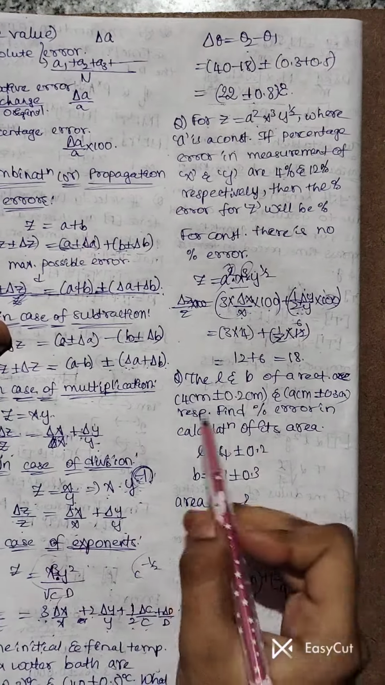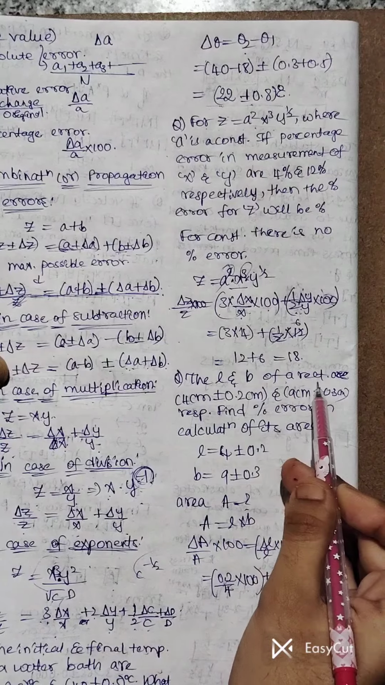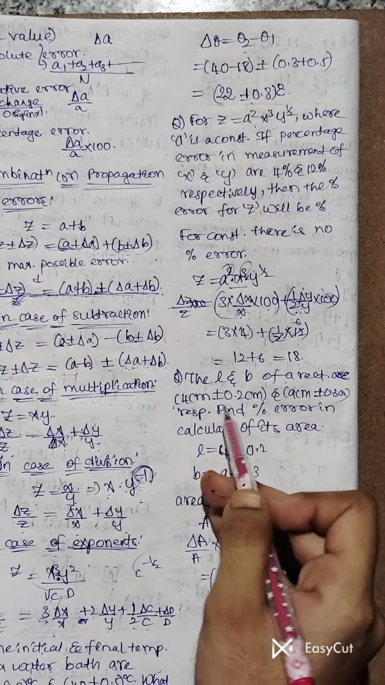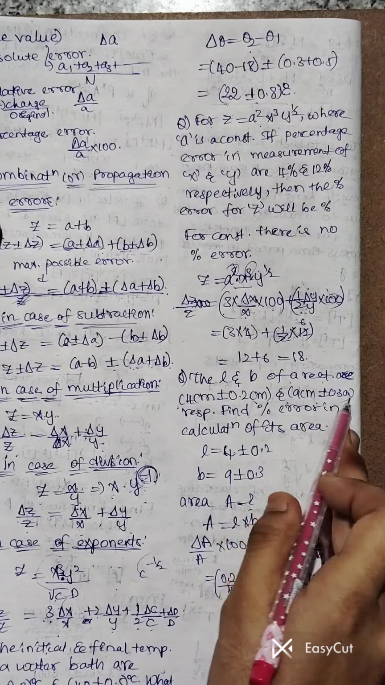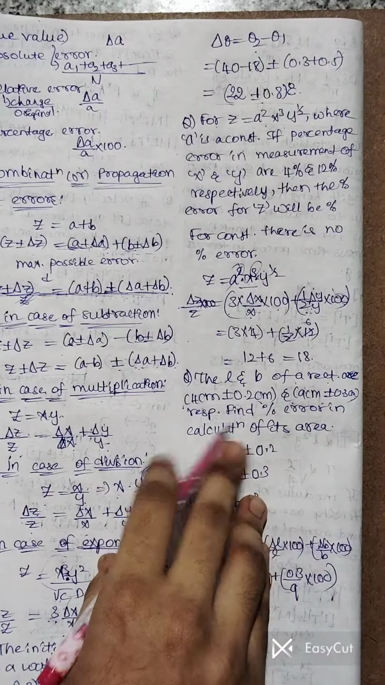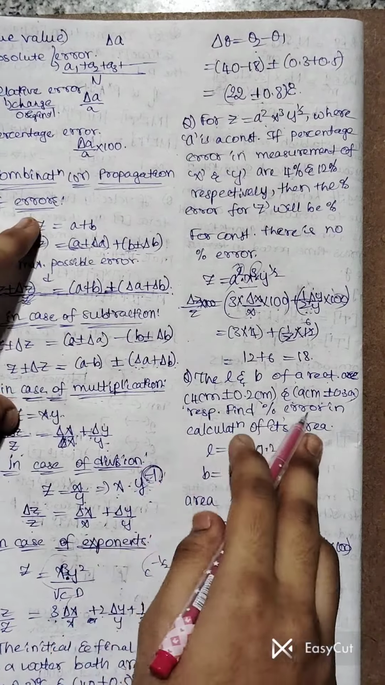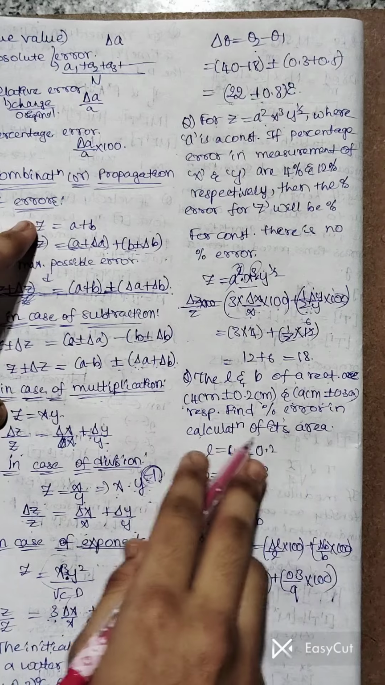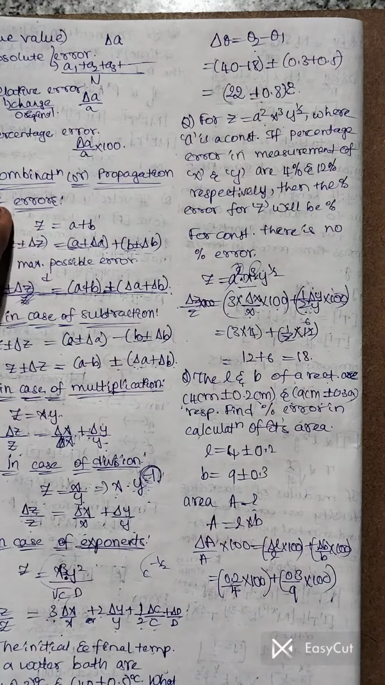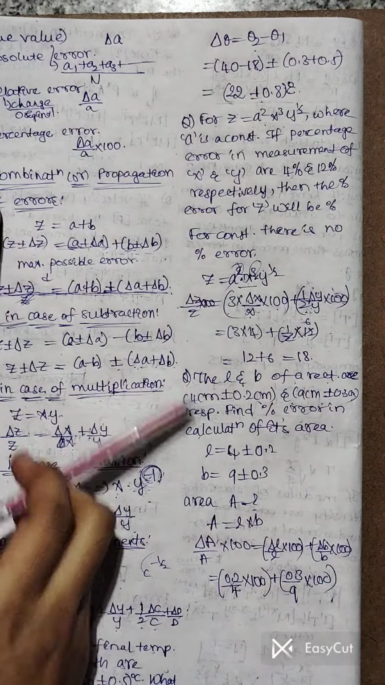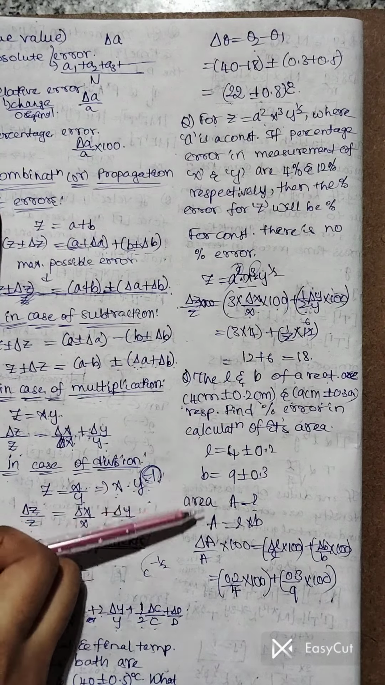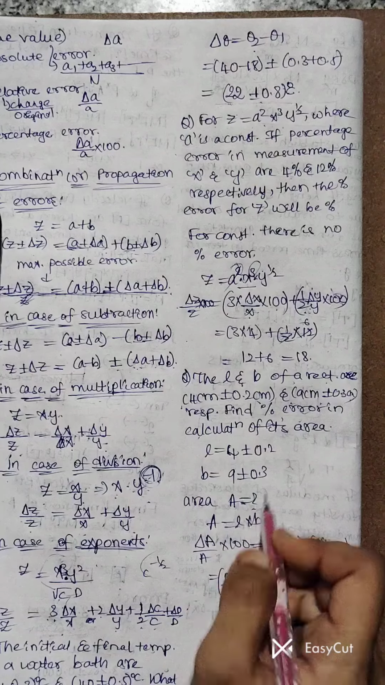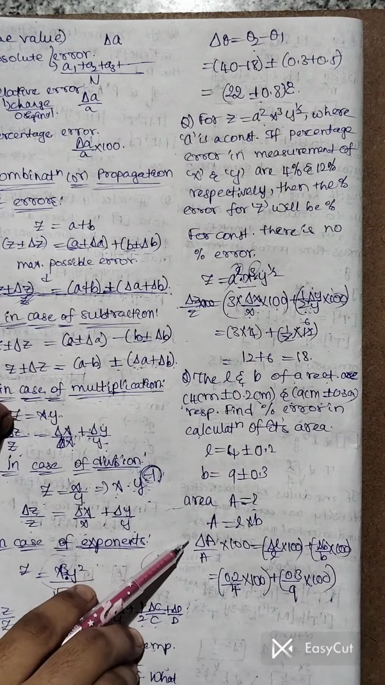And the length and breadth of a rectangle are 4 centimeter plus or minus 0.2 centimeter and 9 centimeter plus or minus 0.3 centimeter respectively. Now you have to find the percentage error in calculation of its area. As they have mentioned, for length it is 4 plus or minus 0.2. For breadth it is 9 plus or minus 0.3.